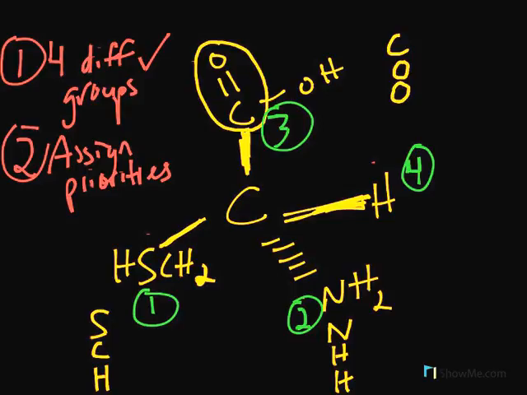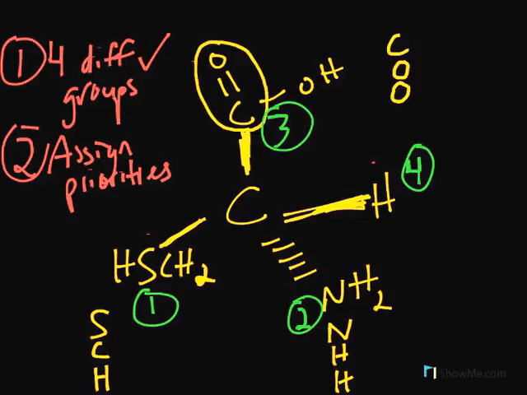A lot of people, when they're doing these problems, see the carboxylic acid and immediately want to jump to the carboxylic acid and give that the highest priority. And that is not always the case. You have to go by atomic number. You have to see what is directly connected to my stereogenic carbon. So what is connected to that, you have to look at that first, and then you assign priorities. You can't just look at the biggest group first and say, oh, I'm going to give that first priority. It doesn't work that way.